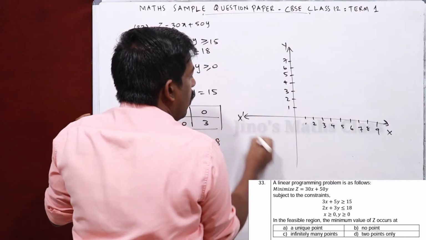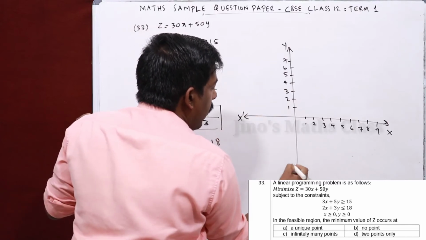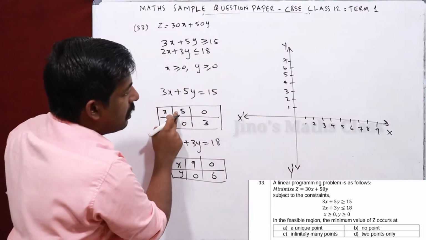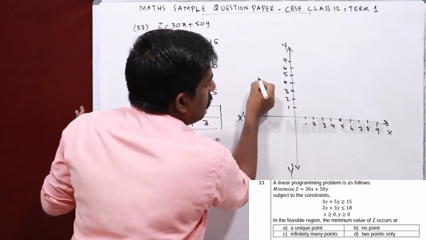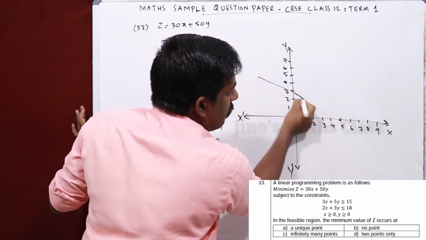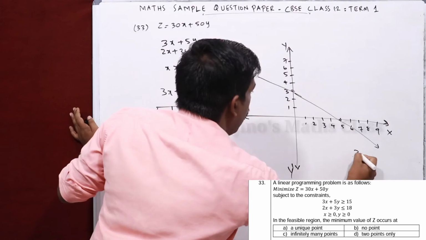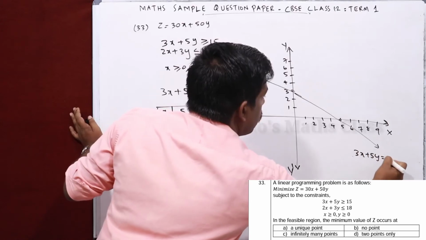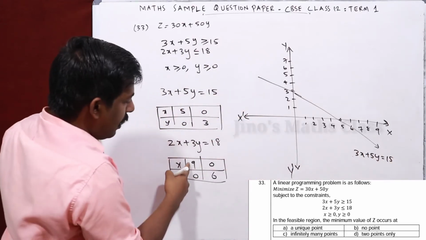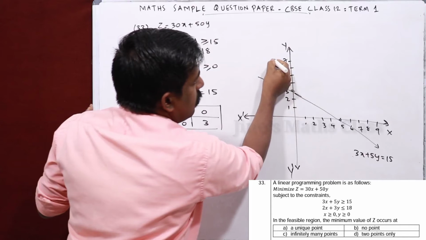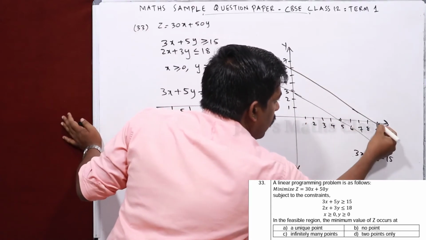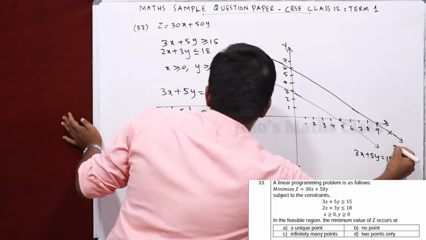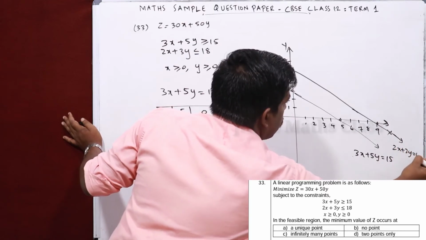Okay. Now we can draw the lines. For that, first we consider 5, 0 and 0, 3. That means here and here. Just join these two. That line represents 3x plus 5y is equal to 15. The second one is 9, 0 and 0, 6. So just join those points. Then we get the line 2x plus 3y is equal to 18.